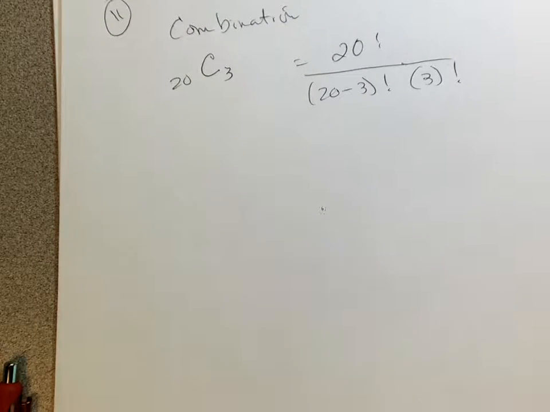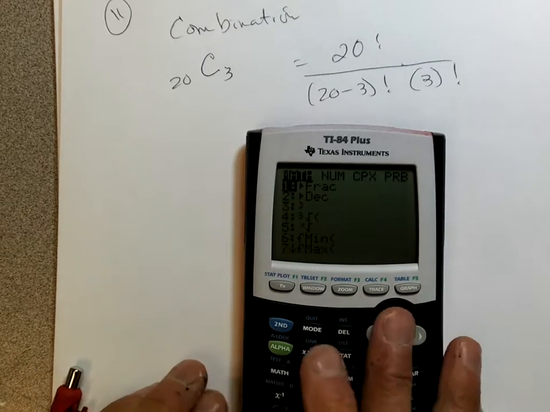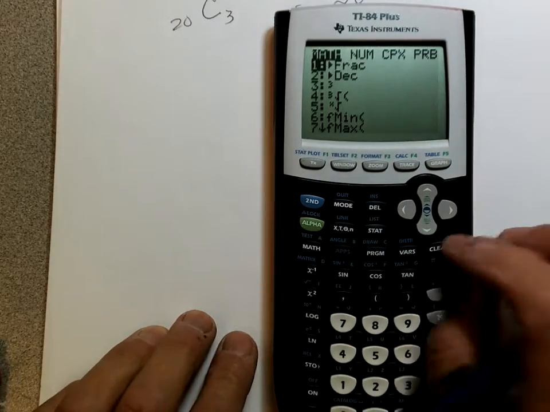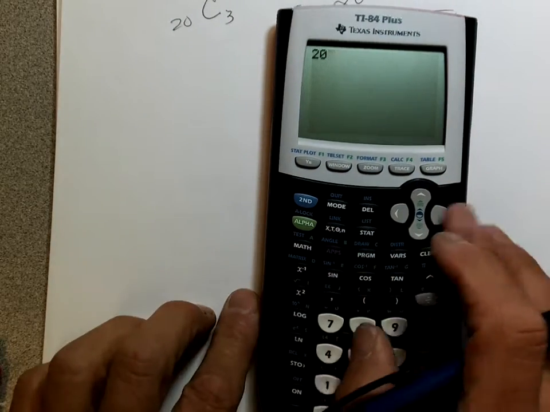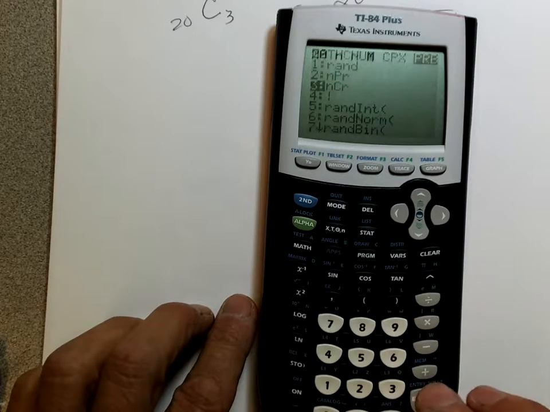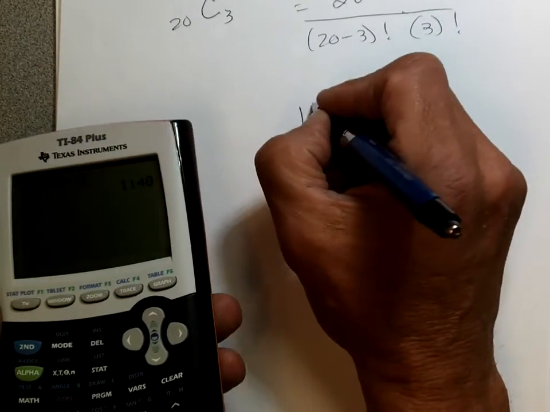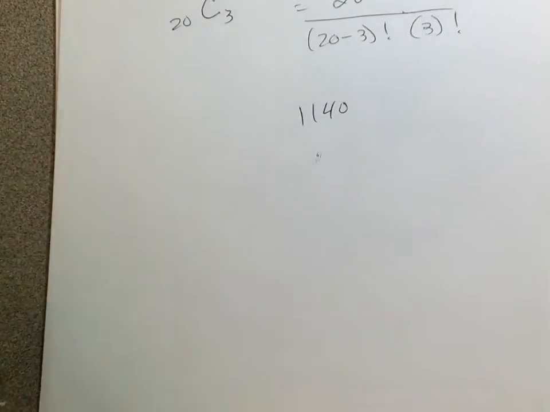So I get a calculator, right? I go into math, clear that first, enter 20, go into math, probability, C3, and I get 1,140. Now, this is a probability.